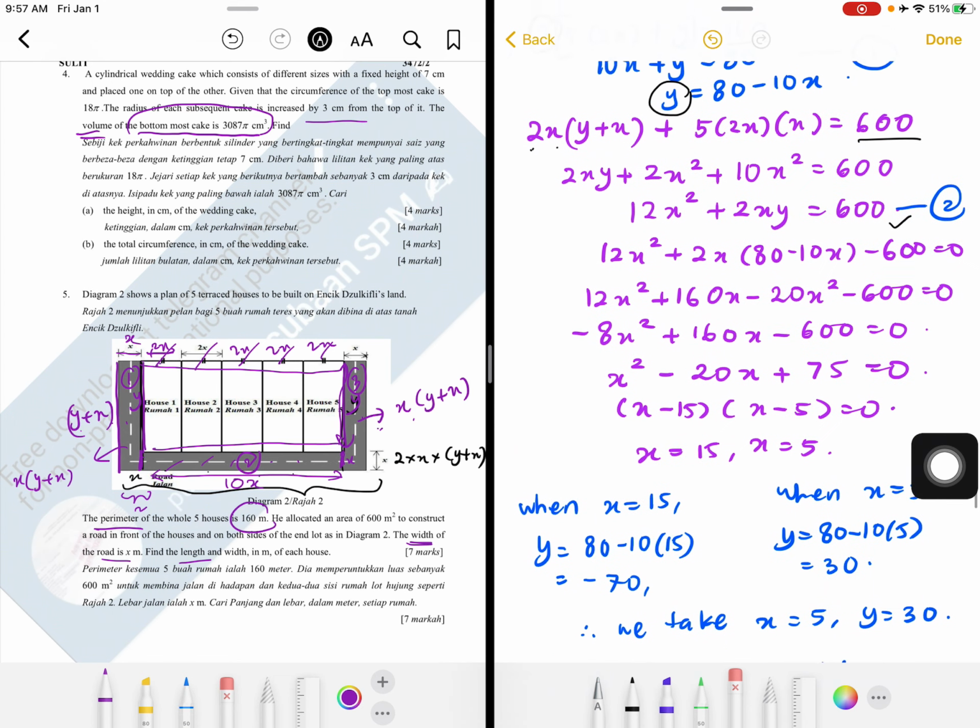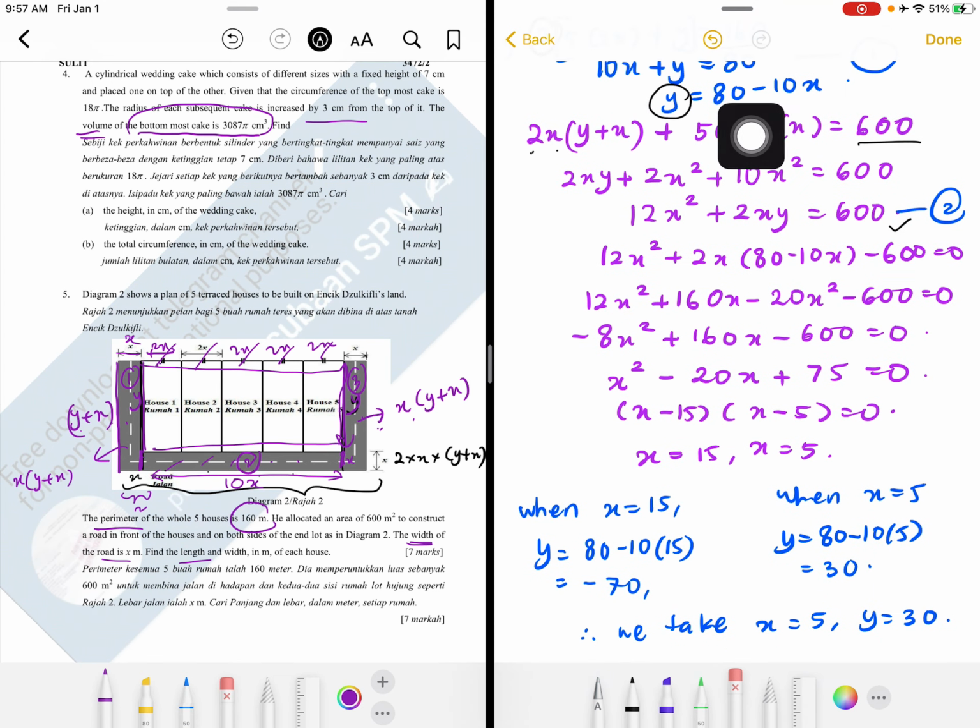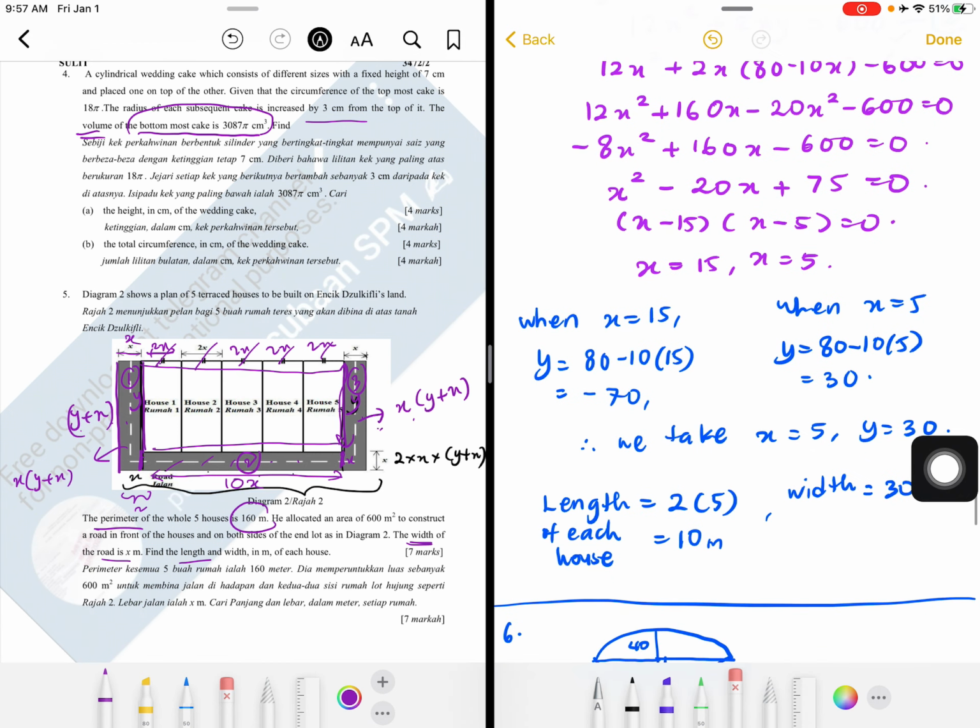Y tadi formula mana, Miss? Okay, formula yang ni tadi. Yang you jadikan Y sebagai subjek tadi kan. So you masukkan X equals to 5, then you get Y is equals to 30. So kamu dapatlah X kamu 5, Y sama dengan 30. But that's not the final one.